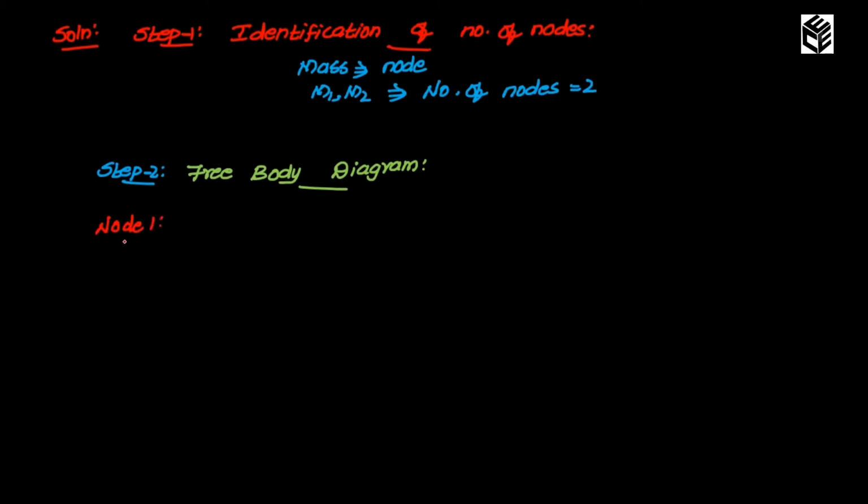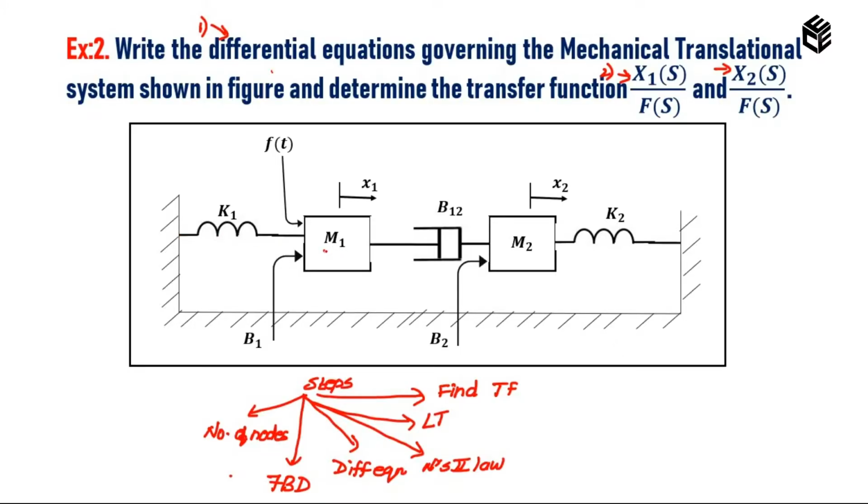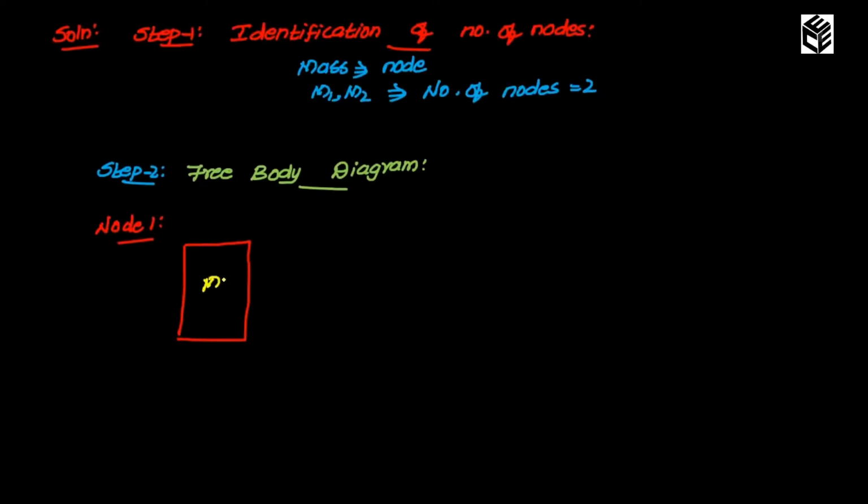Since we have two nodes, we will be having two free body diagrams. So the free body diagram for node 1 is, to the node m1, what are all the elements connected? K1, B1 and B12. Along with this, our applied force f of t. Free body diagram for node 1 has an applied force f of t, opposing forces due to mass m1 and Fb1 and Fb12, the last is Fk1. It is provided with the displacement x1.